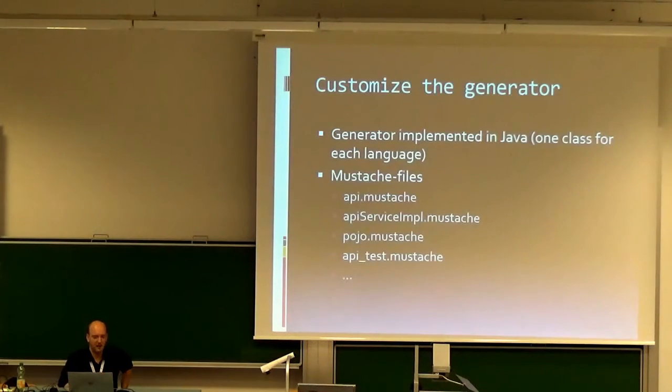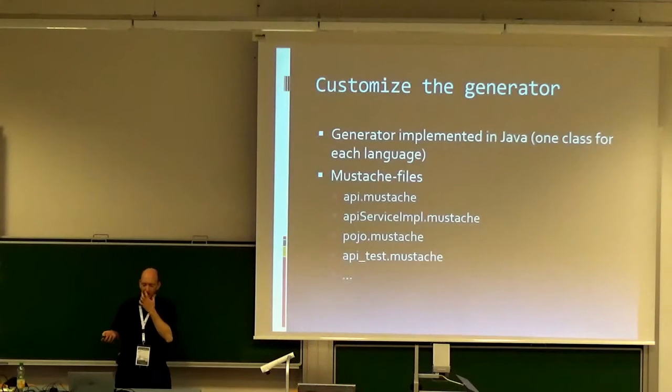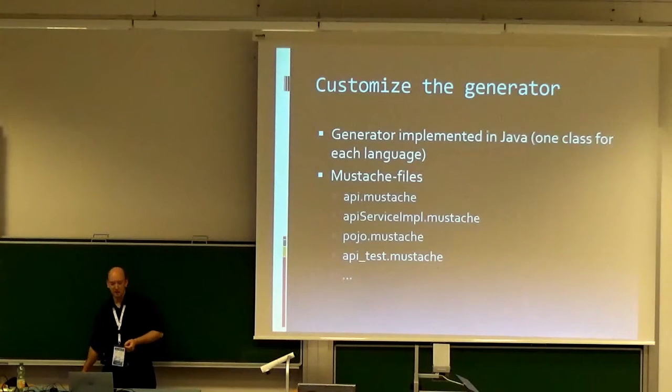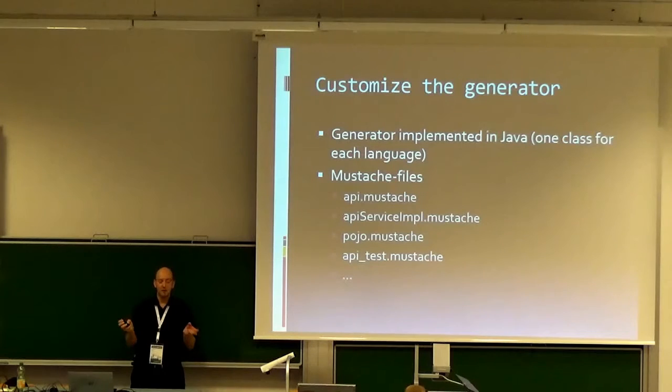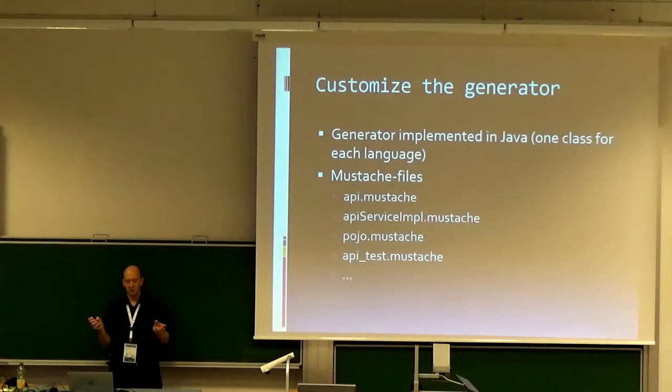That was it for the client code. Now let's continue with the generator. You can also customize the generated code, and this is the most interesting aspect of it. The generator is, as I already said, implemented in Java, and you have mustache files which follow naming conventions across all languages. So you have the API.mustache file, API service implementation, the POJO for the models, and API test, for instance, for the tests.